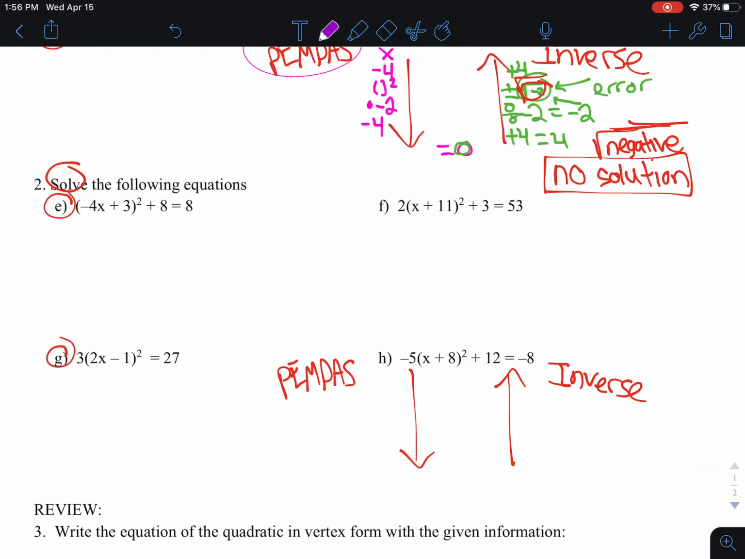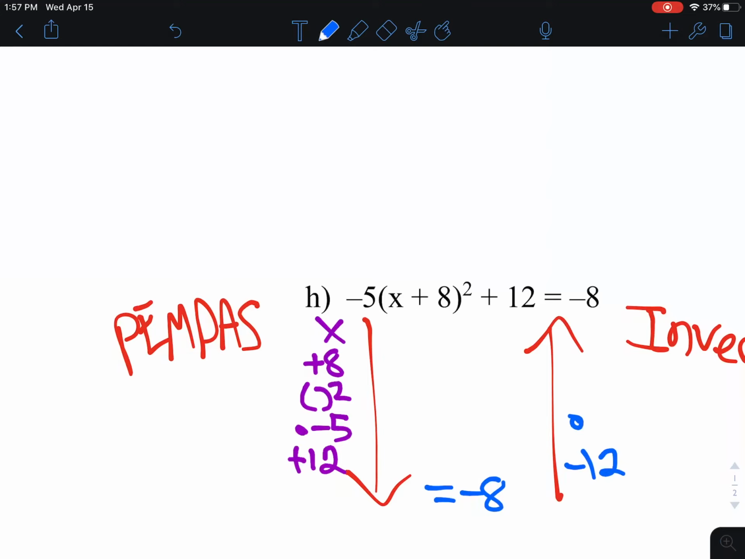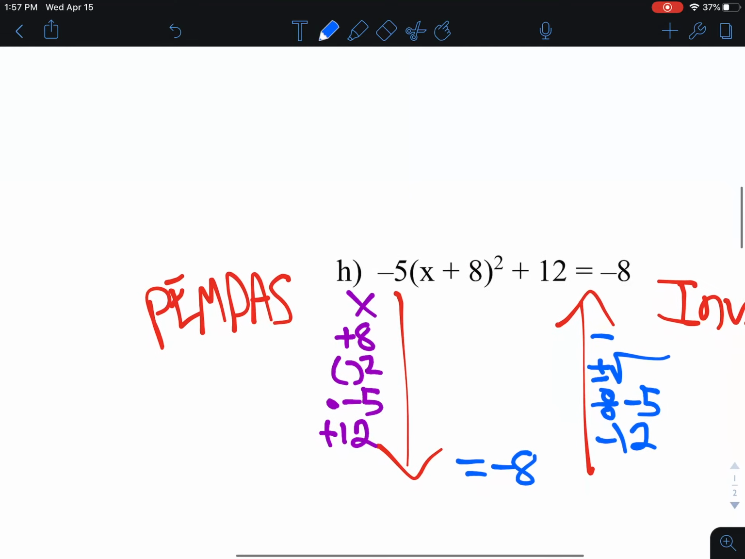This one is actually going to have an answer. So in this case, again, follow PEMDAS. Again, just review of first semester, really. There's one x present, so we can use our arrows. So x, parentheses, would be +8, squared times -5 plus 12. But in this case, you have it equaling a number. So it will equal -8 in this case. And then be -12 here. Divide by -5, plus or minus square root, and then -8.